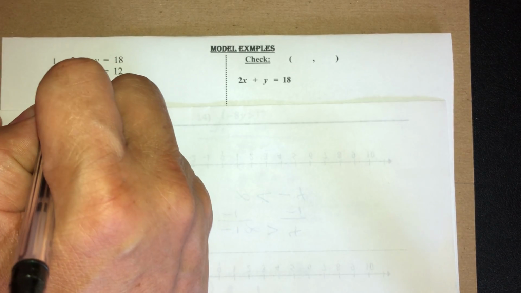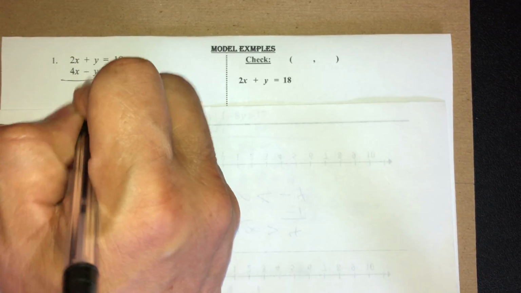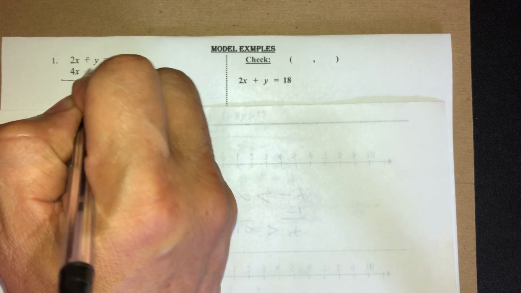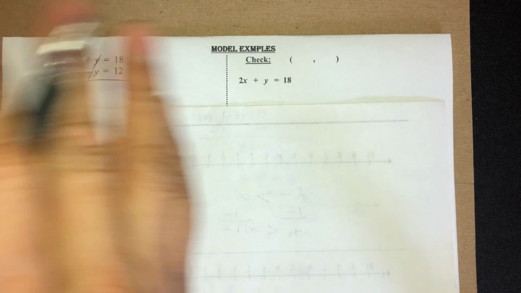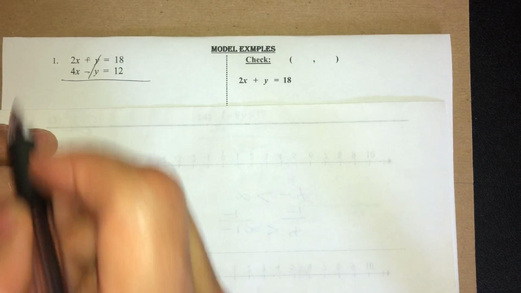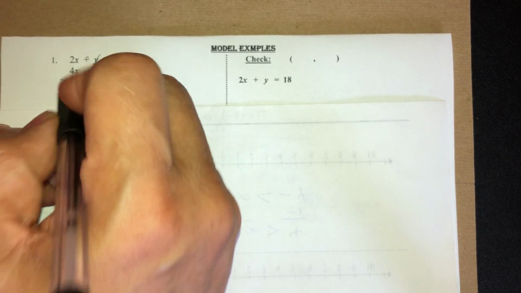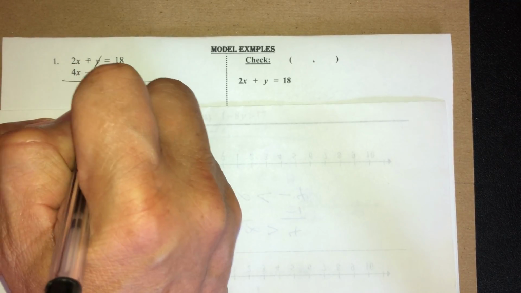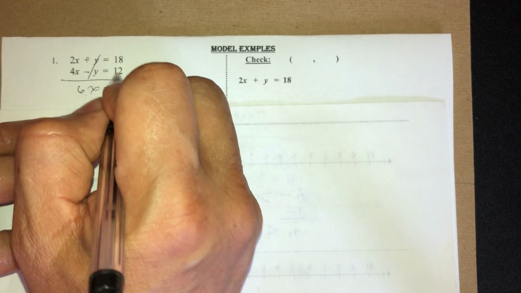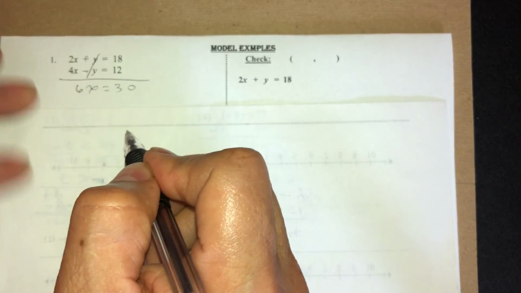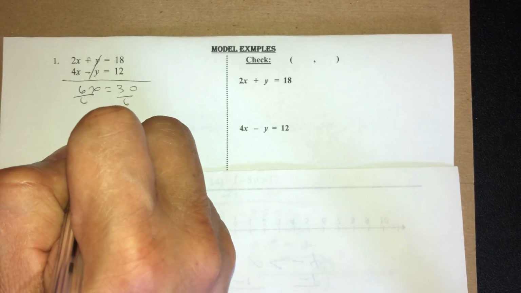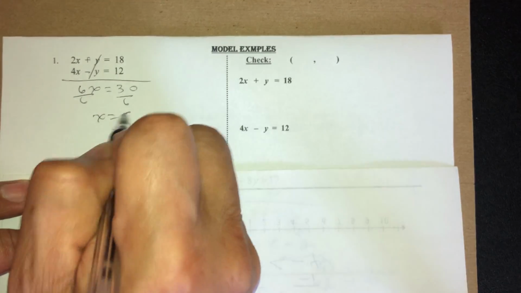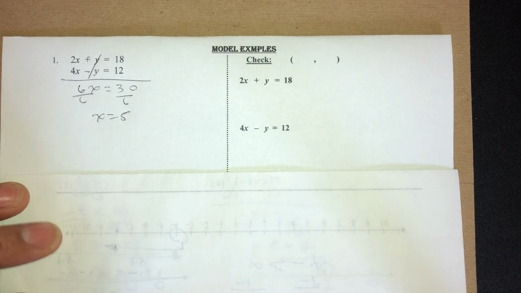So in this case, y has different signs and the same coefficient. So the y cancels out. So we just perform the operations. 2 plus 4 gives you 6x, and 18 plus 12 will give you 30. So I'm going to divide by 6, and my value of x is 5.